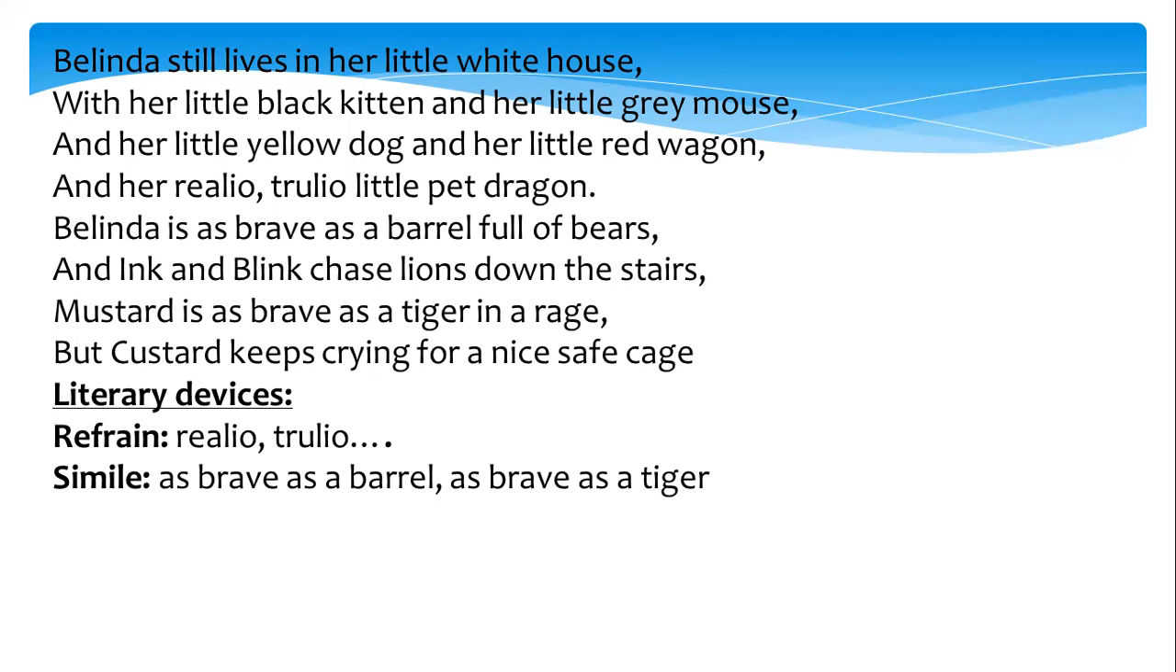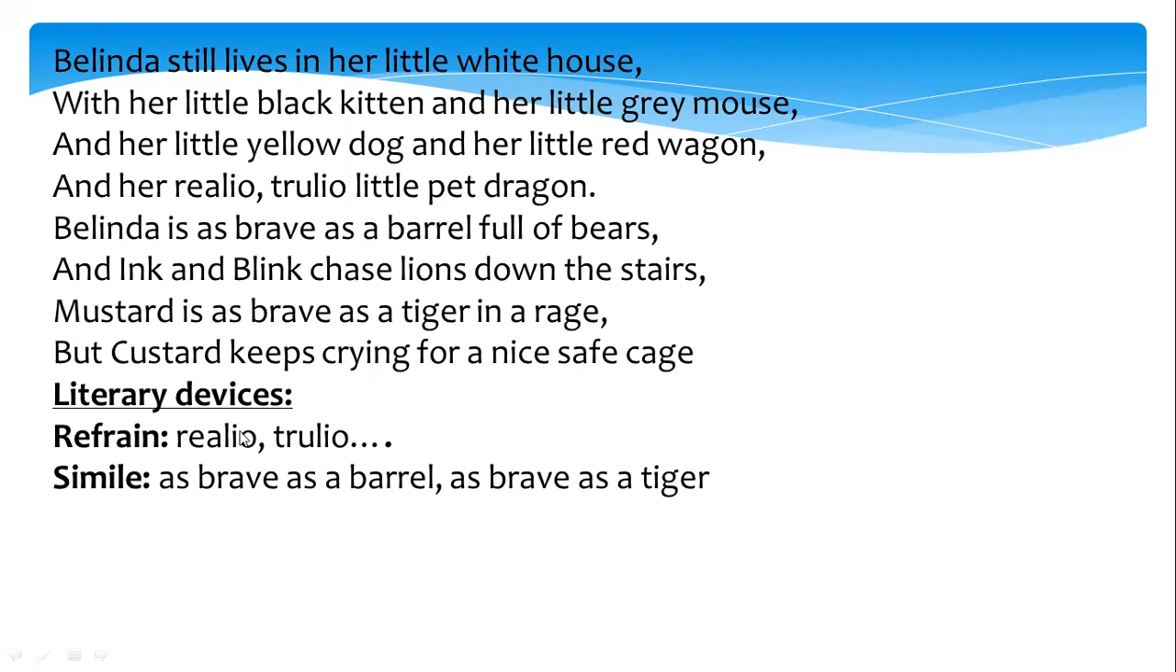So at last, the poet used the same lines again to show that after this terrific episode in which the dragon was the hero, where all the other characters still undermined him by saying that they were more powerful than him and could have handled the situation in a much better way, the poet says that life started again in the same manner. Belinda still lives in that little white house with Ink, Blink, Mustard, and Custard, and all of them are very brave, whereas the dragon is still a coward who always wants to stay in a safe cage.